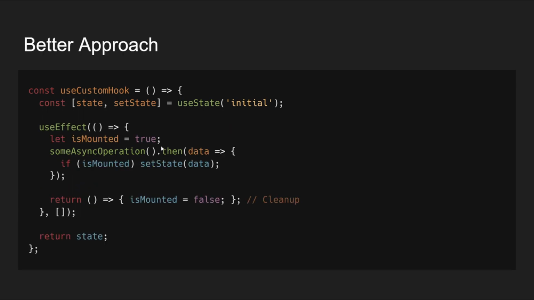Now, the better approach is to simply use an isMounted variable. So when isMounted is true, then only call the callback function when the promise returns. When the component unmounts, then we need to provide the cleanup for our effect hook as well within our custom hook. And within the cleanup, we can simply set isMounted to false. This will make sure that if the async operation is still going on, then when the promise returns, the set state will not be called because isMounted is false.